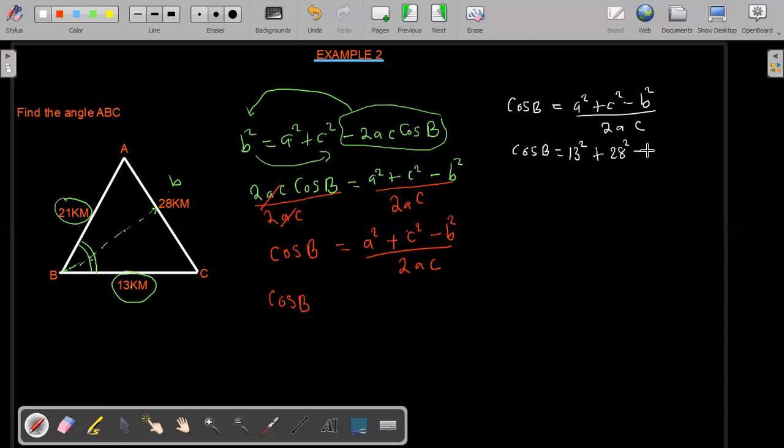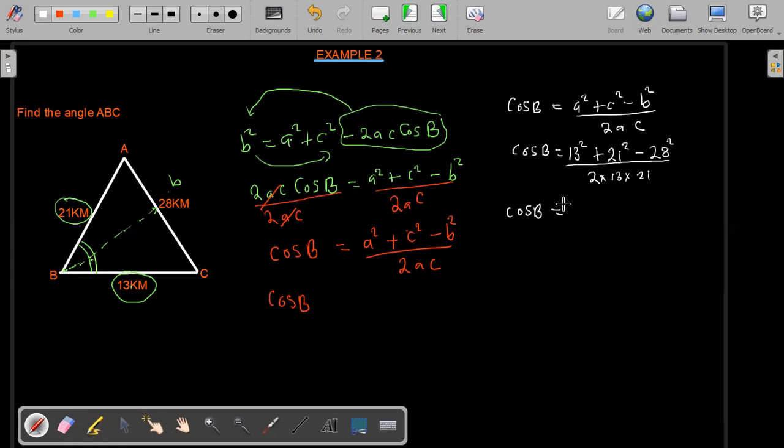No, you guys have given me a wrong figure. This is supposed to be 21. C is 21, right? Yes. 21 squared. Then minus 28 squared over 2 times our a, which is 39. Then our c is what? 21. So we can say cos there.